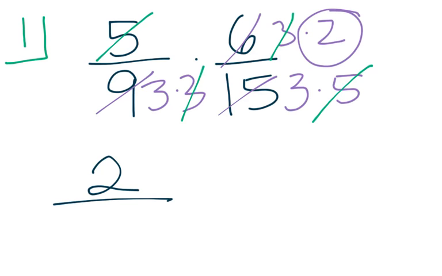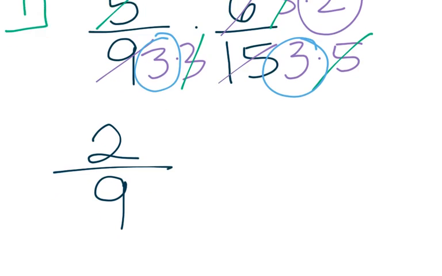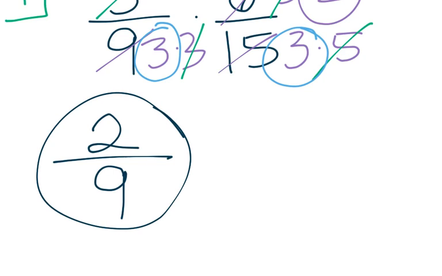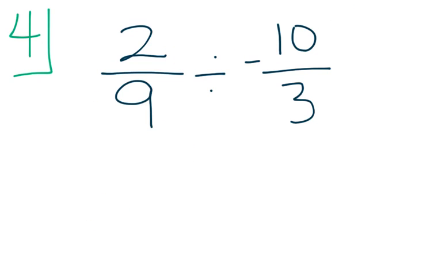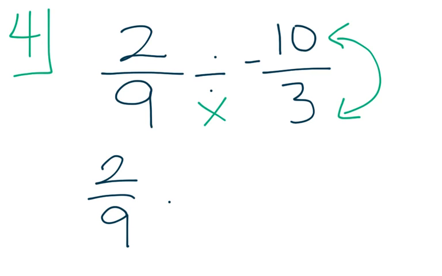and then we have 3 times 3, which is 9. So we have a 9 on the bottom. So this is going to be our answer for number 1. Now when we divide fractions, what we want to do is change the division sign to a multiplication sign and find the reciprocal of the second fraction, which means that we're flipping it over. So we're going to have 2 over 9 times 3 over 10.